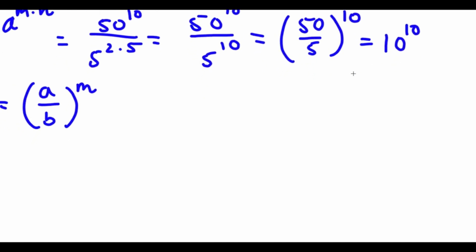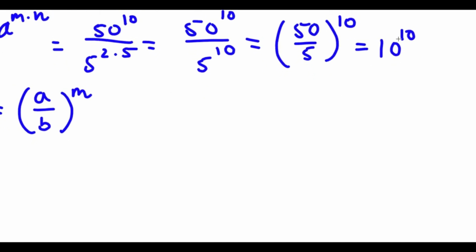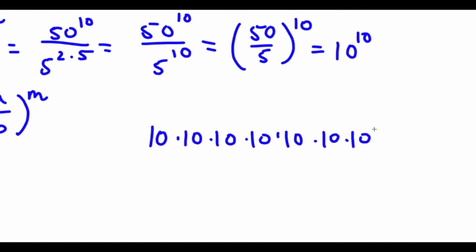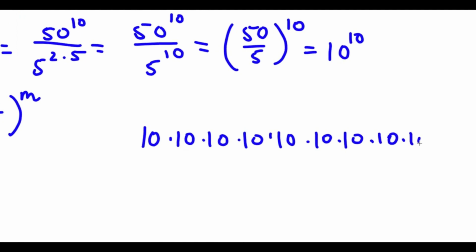And now we can actually simplify this. 10 to the power of 10 is the same thing as 10 multiplied by itself 10 times, right? So I have 10 times 10 times 10 times 10 times 10 times 10 times 10 times 10 times 10 times 10.